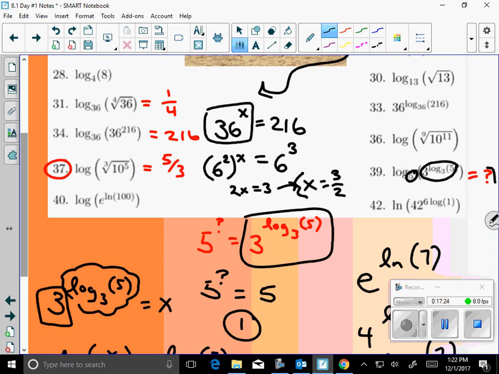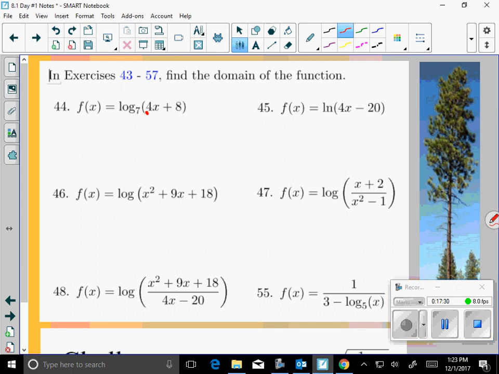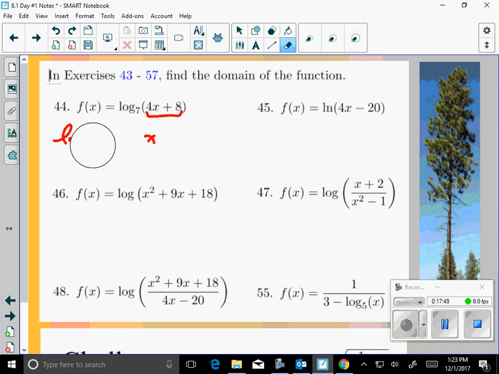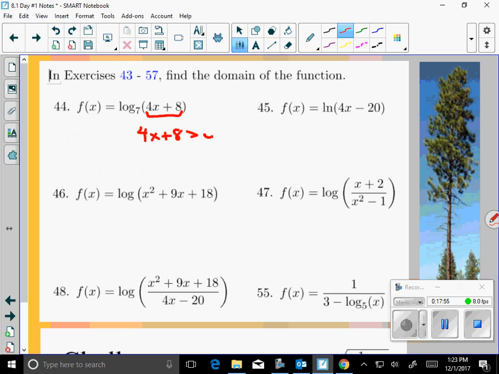What's true about this thing? It could never be what? Negative. Could it ever be 0? No, it could never be 0 either. Remember, we did this. Log base 7 of 0 equal x. There's no way I could have an exponent to make that equal 0. Therefore, the argument has to be greater than 0. So my x values in this case, I'd have 4x is greater than negative 8. Therefore, x would have to be greater than negative 2. That would be our domain for that one.